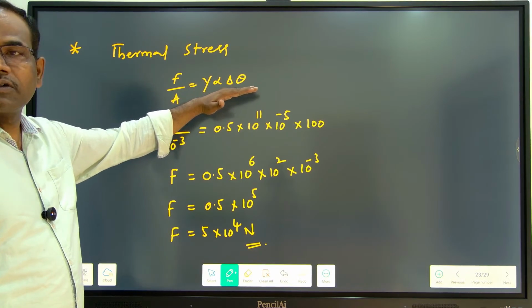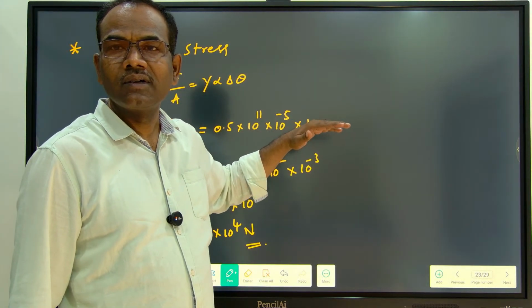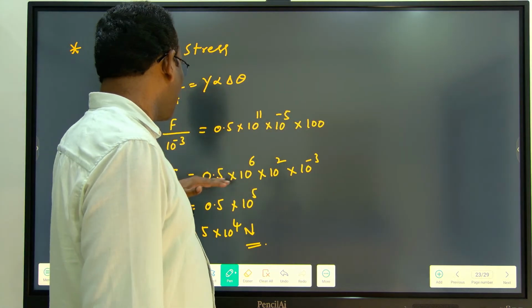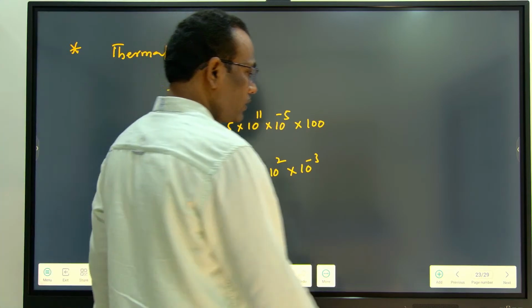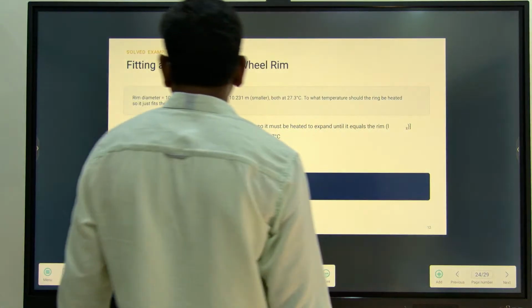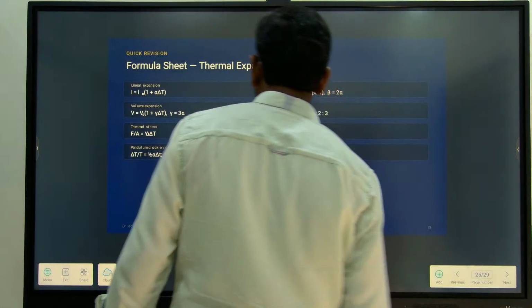Y given, alpha given, and delta theta given. Delta theta means... yes, right. Now substitute the values and we'll get the result. Like this, you can solve the problems. And one more problem is also there.